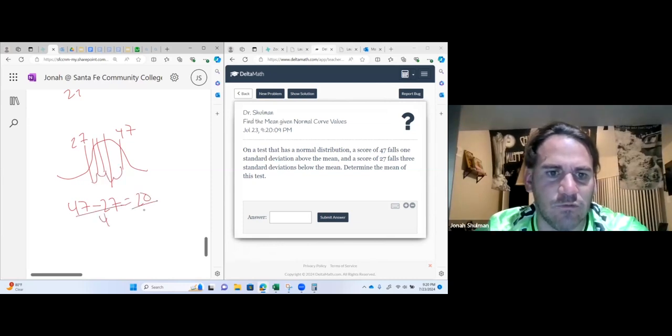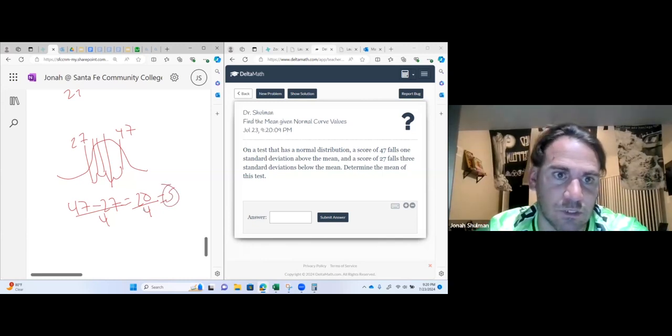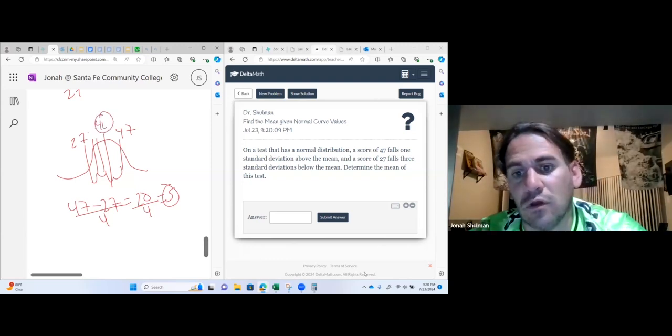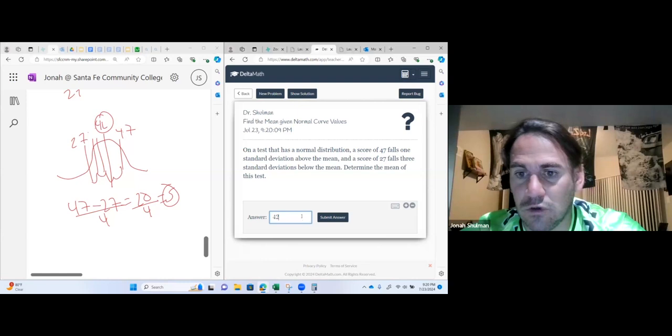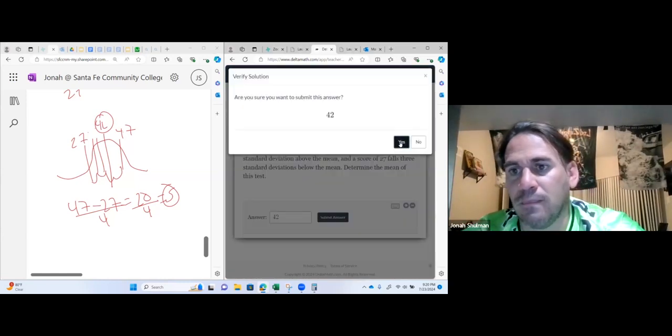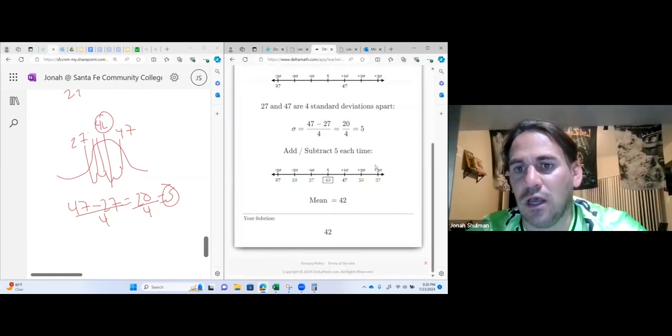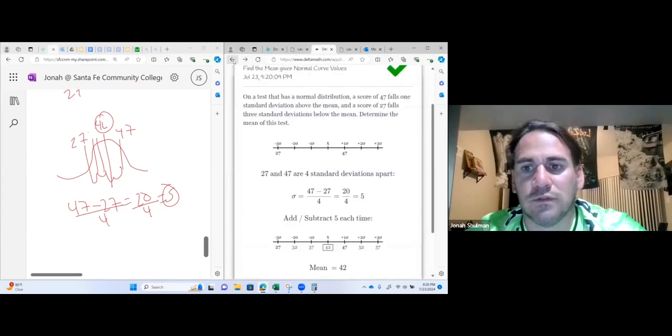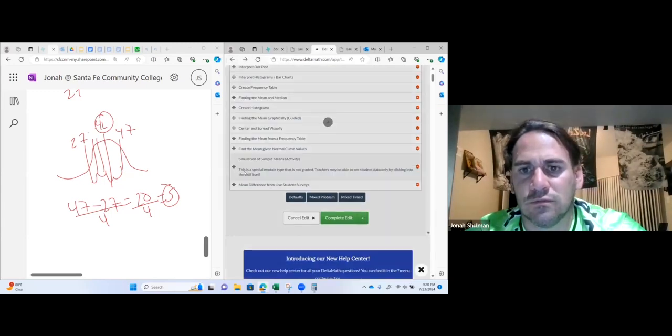So we're dividing this by 4, so we know it's going to be a 5 jump every time. So 27 plus 5 plus 5, or we can do just 47 minus 5. Either way, 42 is in the middle. This is a great little problem. Ta-da! Cool.